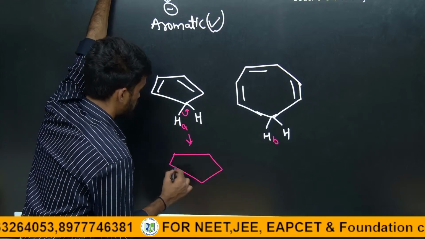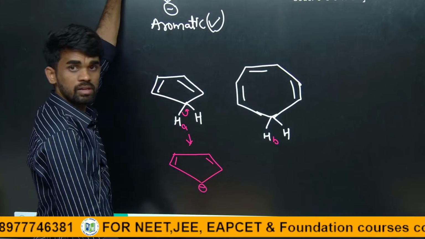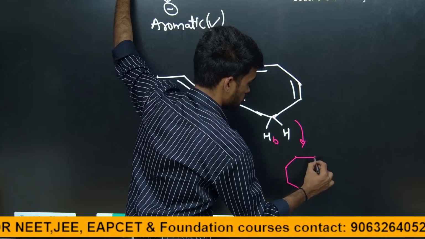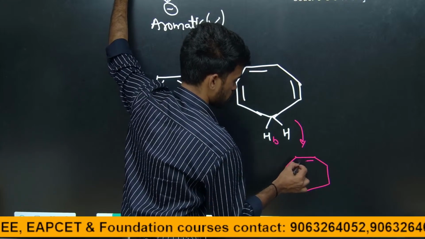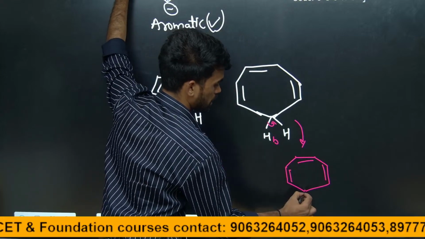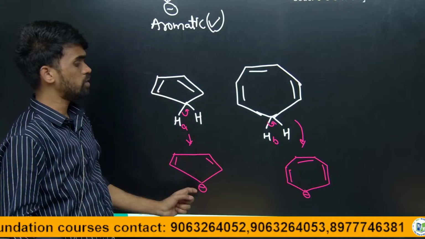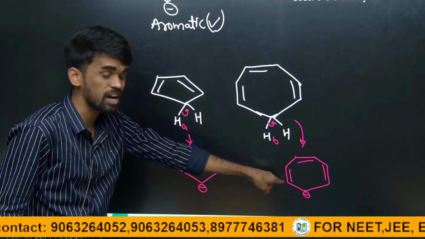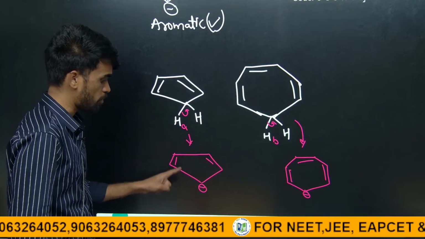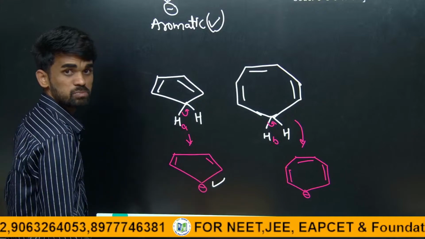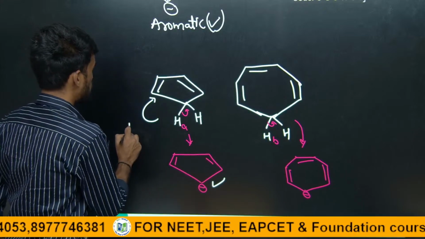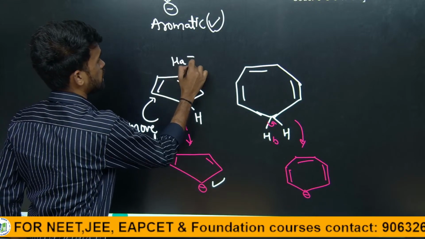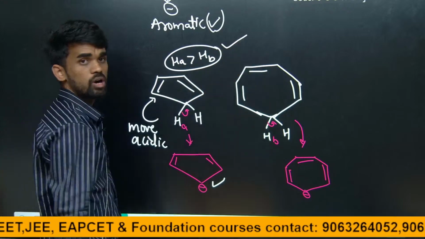We will be getting a conjugate base like this. From here, if we remove this proton, we will be getting a conjugate base like this. Out of these two, which is stable? Tell me. So this is aromatic, but this is anti-aromatic, right? Since it is aromatic, the conjugate base is more stable, and the respective compound will be more acidic. Therefore I can say HA is more acidic than HB. So this is how we need to understand the concept.